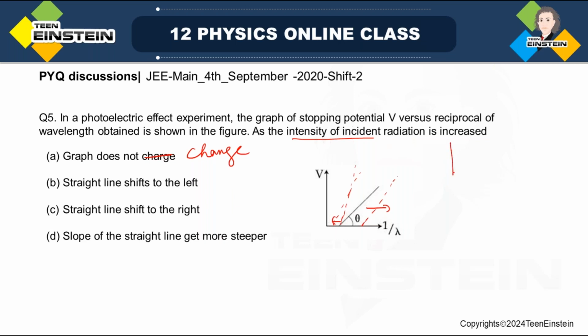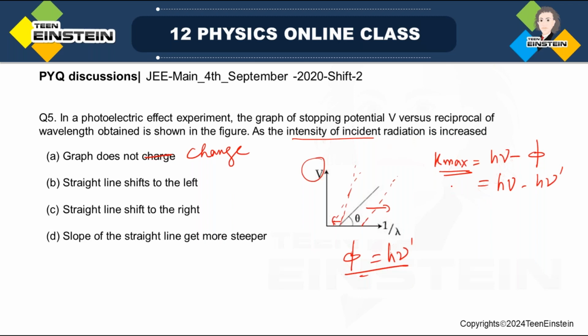If we draw, see, this is actually stopping potential. Let me write down the photoelectric equation. K max, the maximum kinetic energy of the emitted electron, is equal to the excess energy. Suppose nu is the frequency of the incident photon and work function is phi. Work function phi actually indicates the threshold frequency also. If the threshold frequency is nu prime, then this can be written as h nu prime. So h nu minus h nu prime is k max, the maximum kinetic energy of the emitted electron.